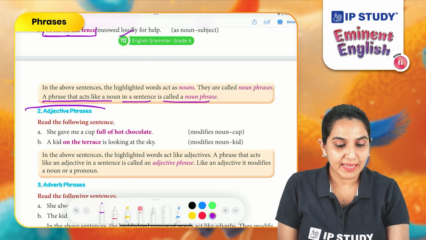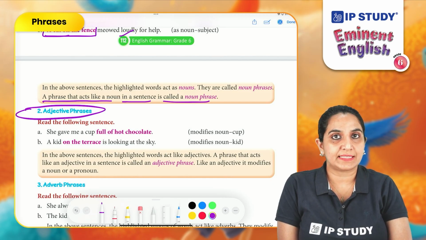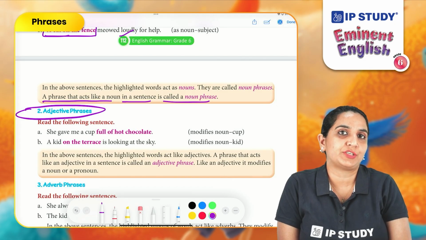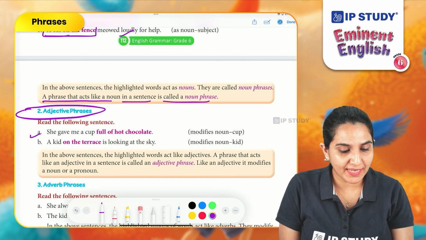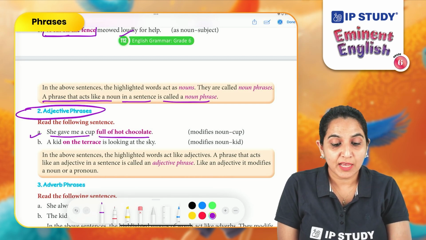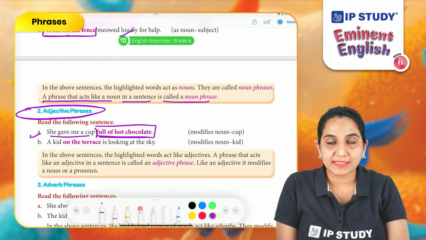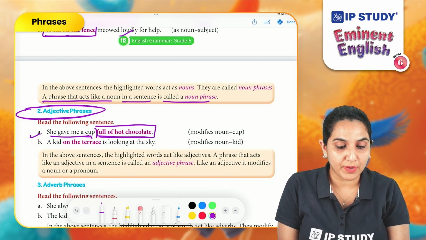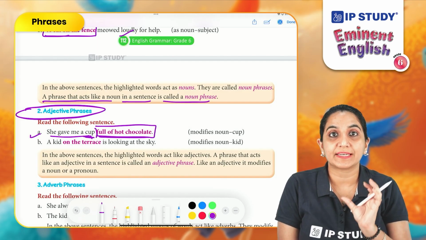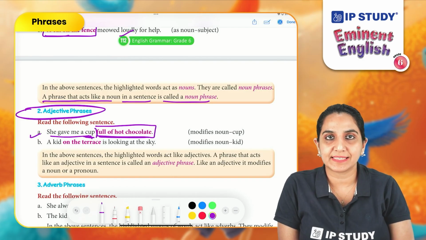Adjective phrases. Adjective phrases are those which act as an adjective in a sentence. That means they modify a noun in the sentence just as adjectives do. For example, she gave me a cup full of hot chocolate. In this sentence, "full of hot chocolate" is a complete phrase. Now this is modifying a noun, cup. She gave me a cup. Which cup? Full of hot chocolate.